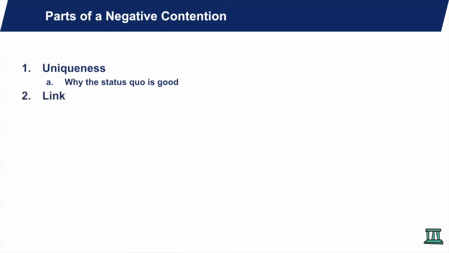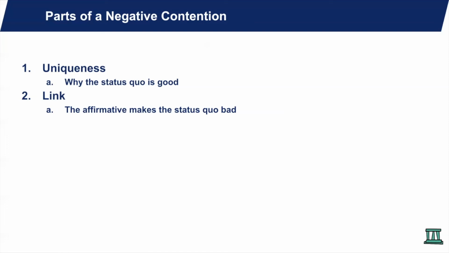The second part is also the link. The link sets up that the affirmative plan or policy proposal actually makes the status quo bad. These 2 pieces of evidence are really important to be able to win your negative contention in the debate. Because if you prove why the status quo is good, you have just proven why the affirmative isn't even needed in the first place. Because you have proven that right now things are fine. The link proves why the affirmative just makes things exponentially worse. If you have these 2 pieces of evidence, your negative contention is going to be really strong.